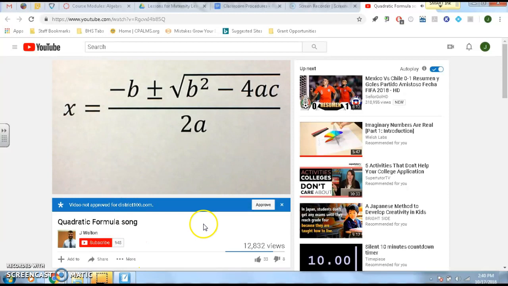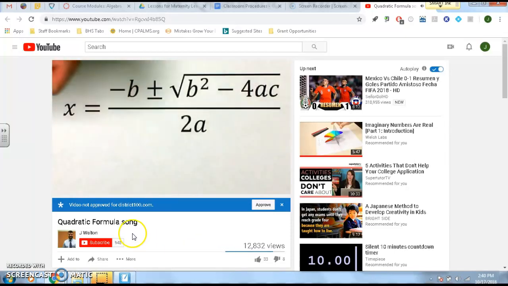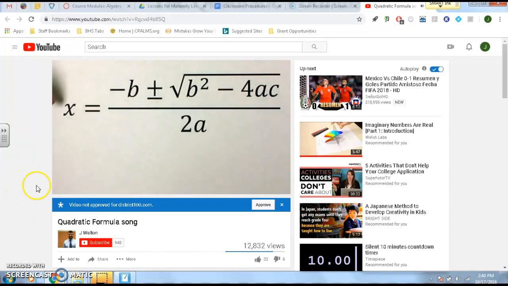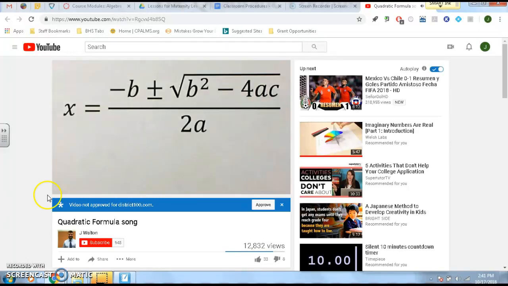When you need to memorize a quadratic formula, a nice way is to sing it. I find that it fits nicely to Pop Goes the Weasel. X equals negative b plus and minus square root b squared minus 4ac all over 2a. Again, x equals negative b plus and minus square root b squared minus 4ac all over 2a.